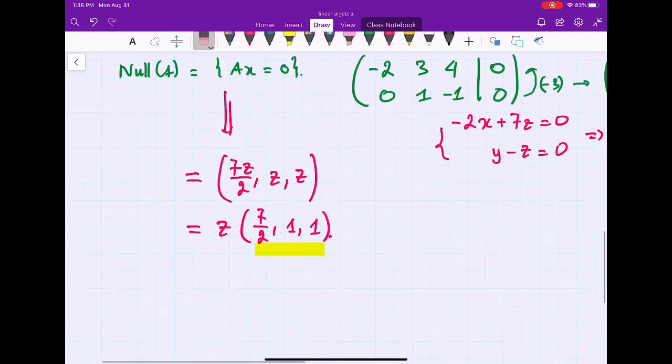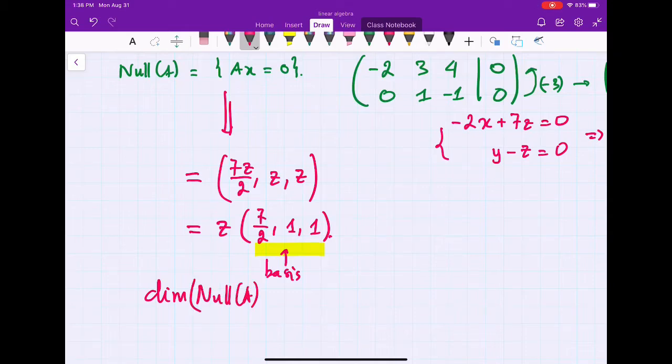And that is the basis for the null space, right? This is the basis. Why? The dimension of this null space is equal to 1.